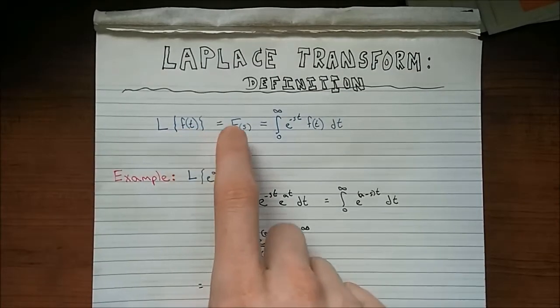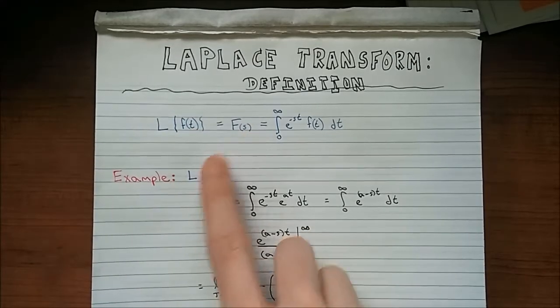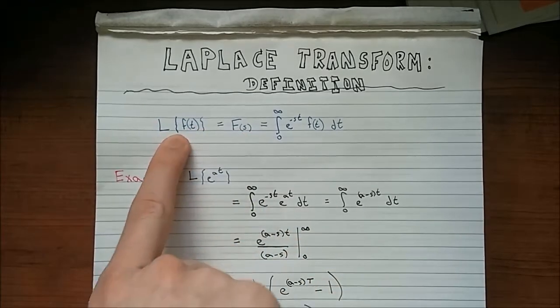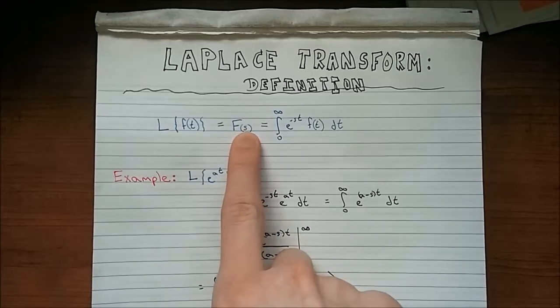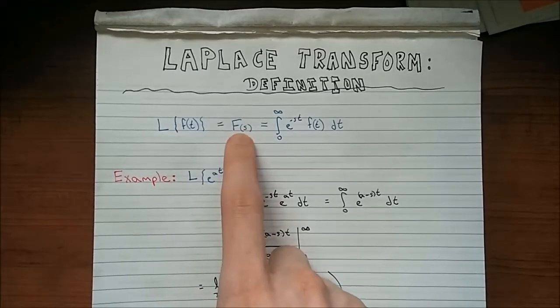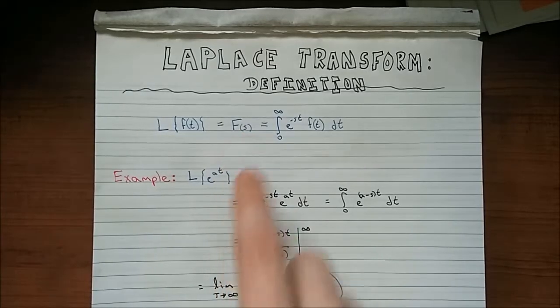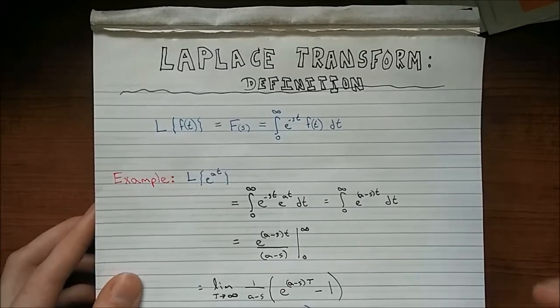That's your starting function. After it's been transformed, you're going to have capital F at s. So capital F means you've already done your transform. Little f means you haven't done the transform. What is s? Don't know, don't care. Just know that if there is an s, you've already been transformed, and as long as you just keep it in there, treat it like you would any other variable, you'll do just fine.